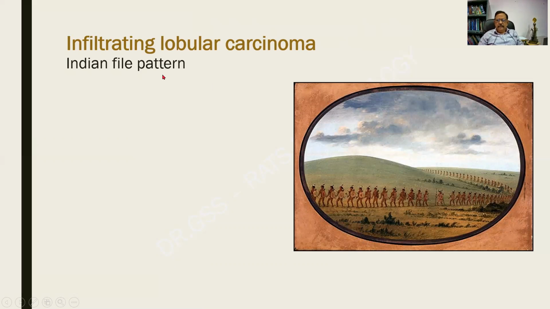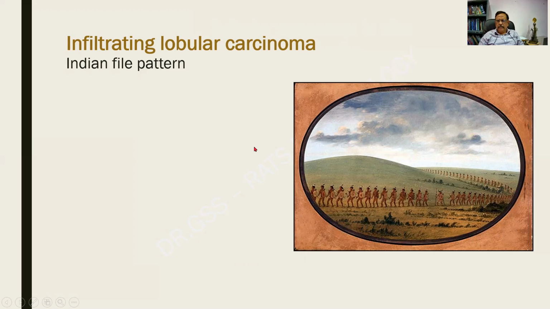Again, this is not a commercial break that we are having. This is supposed to be a row of red Indians. They have a traditional way of marching, and also it is said that they go in a row, hide behind the bush to attack. And this is called an Indian file pattern. File means a row with a single individual.